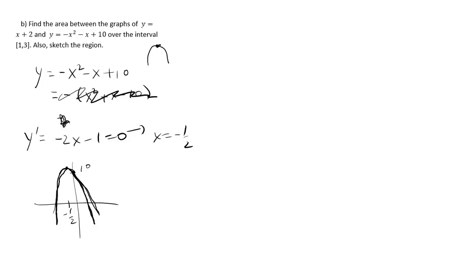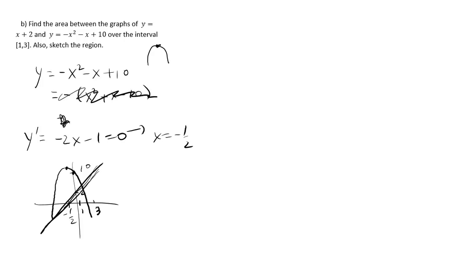Okay. Let me try again. Should be something like this. Okay, and then y equals x plus 2, what's that? 2 would be something here, and then y equals x plus 2 would be something like this. Now, over 1 to 3.